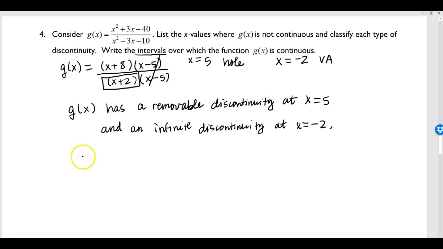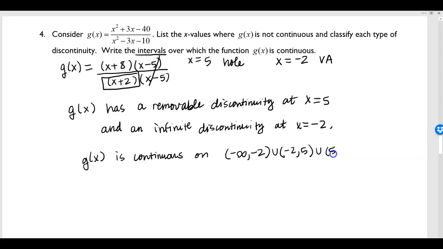So we can say that g of x is continuous on the interval negative infinity to negative 2, union negative 2 to 5, union 5 to infinity.